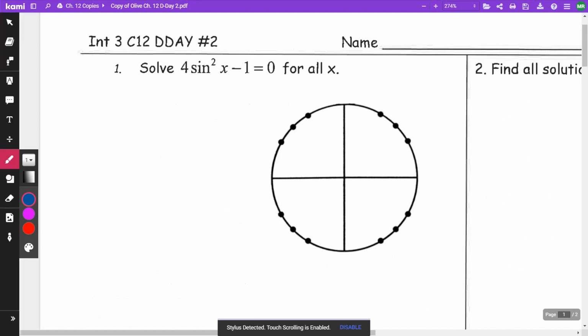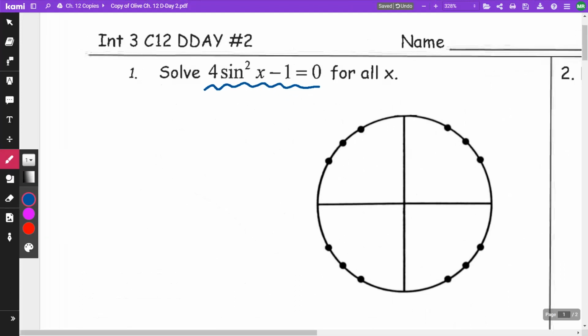Now, when we have a situation like number 1, where we just have a sine squared, you want to get the sine squared by itself, everything else on the other side. So in order to do that, I am first going to add 1 to both sides, and I'm going to get 4 sine squared x equals 1. Then I'm going to divide by 4, and I get a 1/4. And the last step, I'm going to take the square root. And when I take the square root, I get a positive and a negative.